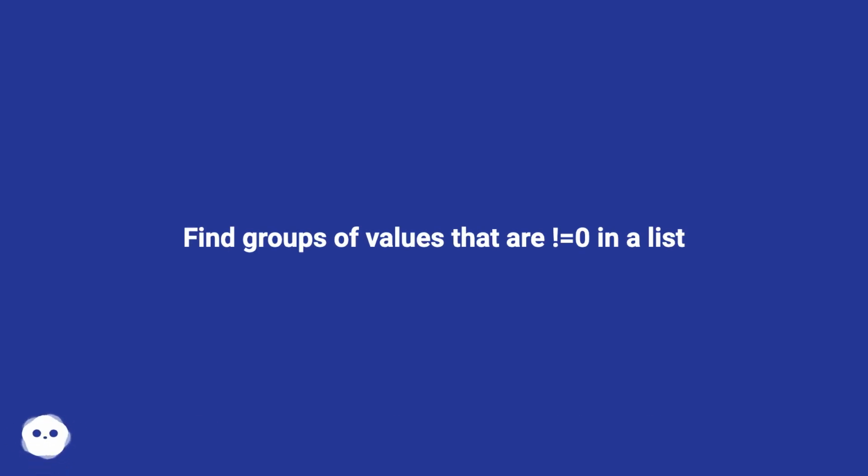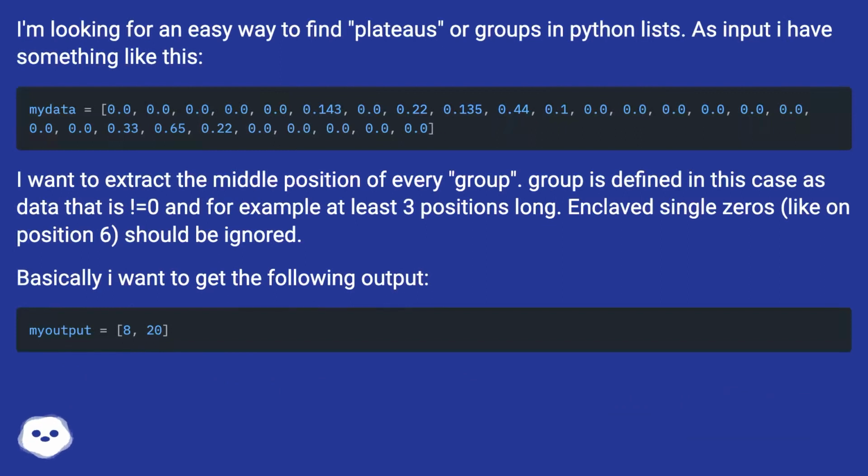Find groups of values that are not equal 0 in a list. As input, I have something like this. I want to extract the middle position of every group. Group is defined in this case as data that is not equal 0 and, for example, at least 3 positions long. Enclaved single zeros, like on position 6, should be ignored.